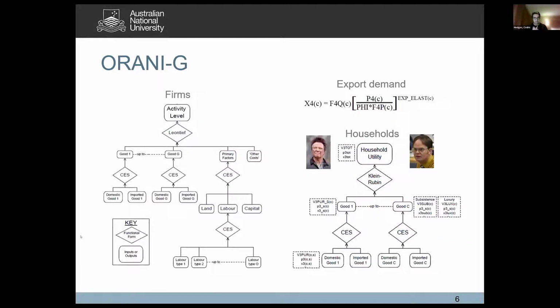So for those who aren't familiar, ORANI-G, the best way to describe it would be, it's just your typical CGE model, right? You've got nested production and consumption decisions. It's a single country model, so you've got export demand that's determined basically exogenously, and there's a whole web page on it and a bunch of resources if you're interested. And so I won't bore you with much of the details here.